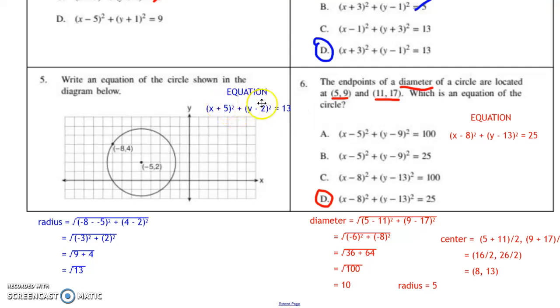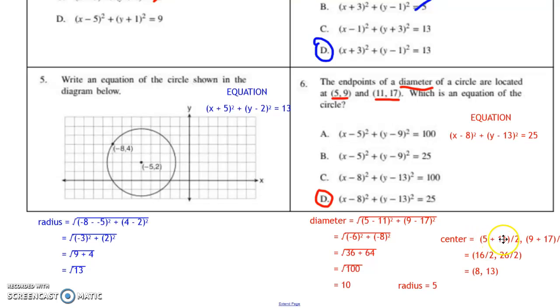And then 5, -2, because this is -5 too. The endpoints of a diameter, so we're going to find the distance formula for the diameter, so that's 10. The radius must be 5. And then it gives us the diameter, which is the 2 endpoints of a diameter specifically.